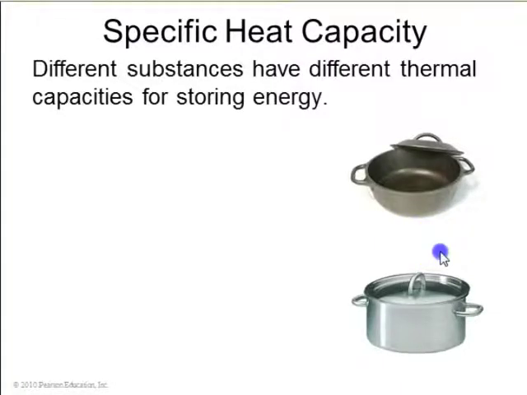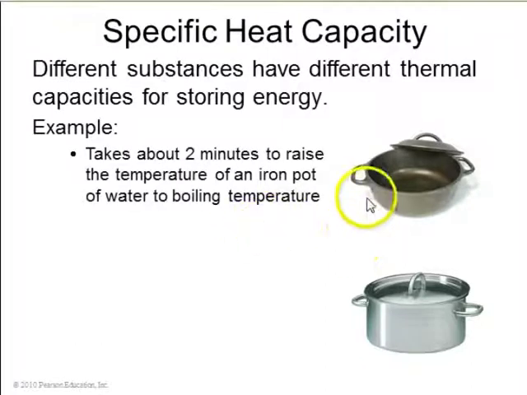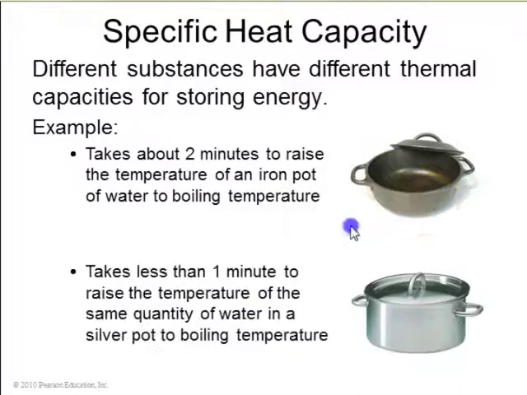So different substances might have different specific heat capacities. For example, iron has a higher heat capacity than silver. So it takes about 2 minutes to raise the temperature of this iron pot to boil water, but if the same size pot was used but made of silver, it could take less than 1 minute to raise the temperature to boiling water.